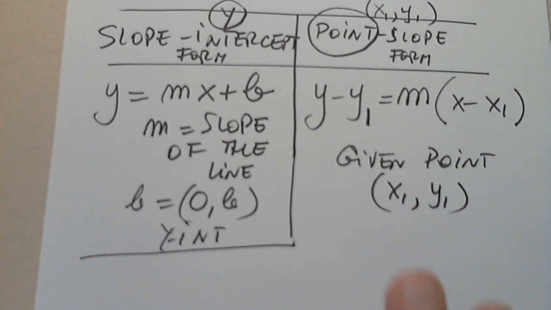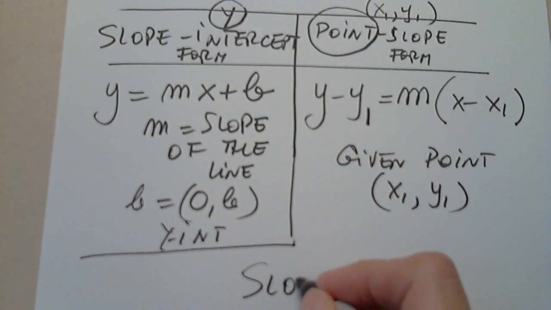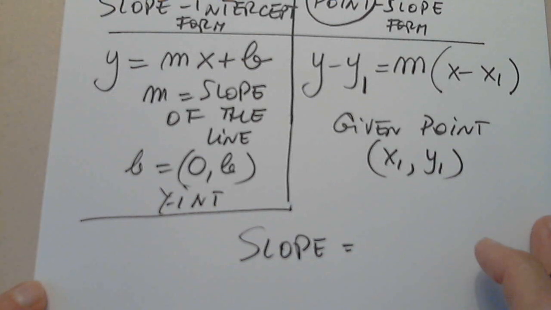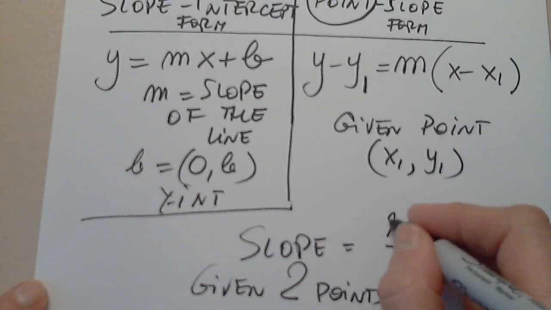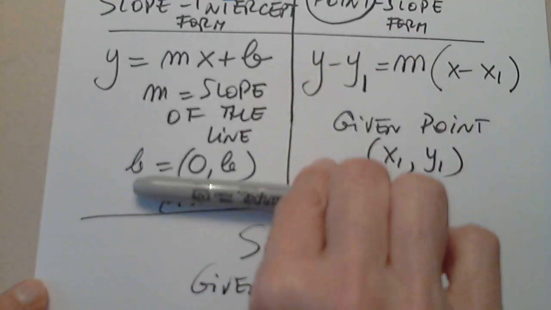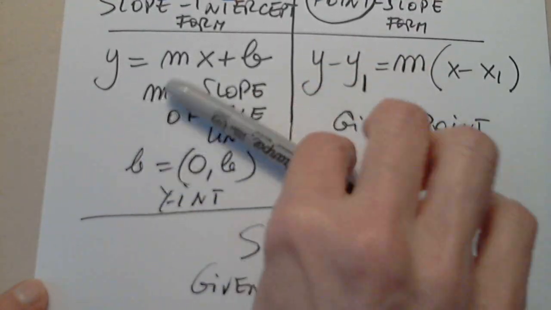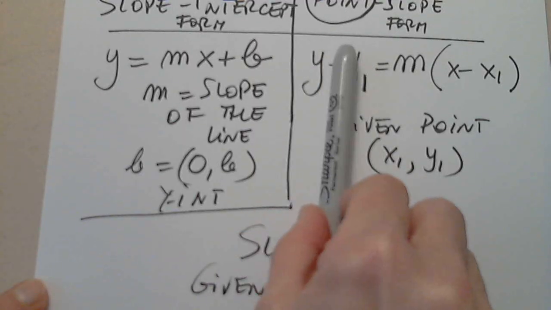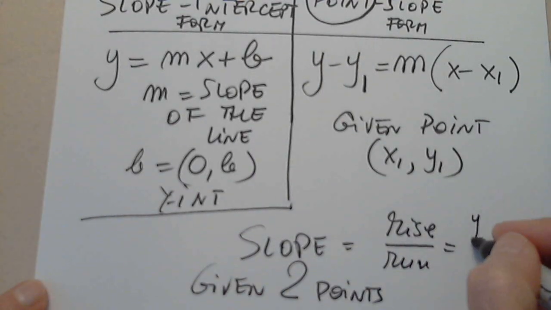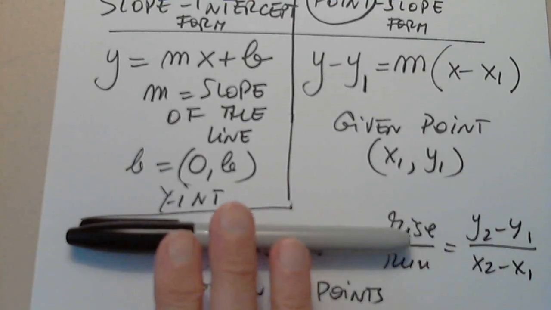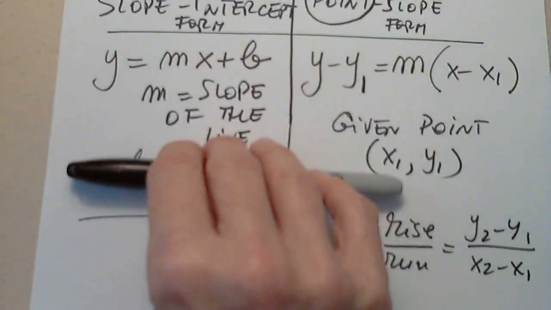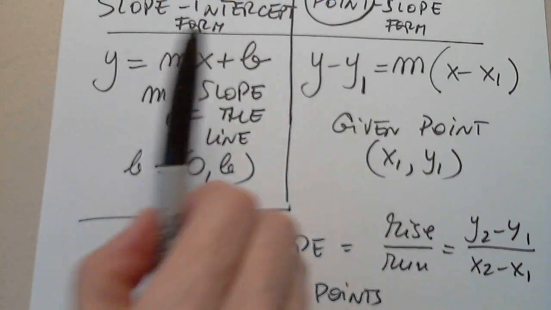One final formula here, and we're going to get to them, is the slope formula. Assuming I have 2 points, given 2 points, that is rise, which means difference in y values, rise over run, difference in position. So y2 minus y1 over x2 minus x1. Do not reverse these. It's always the difference in altitude over the difference in position.